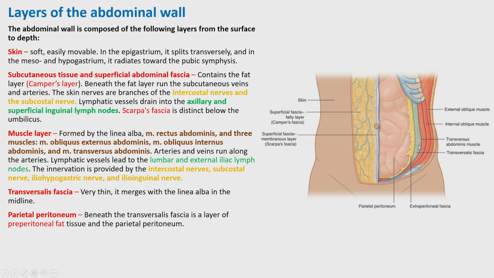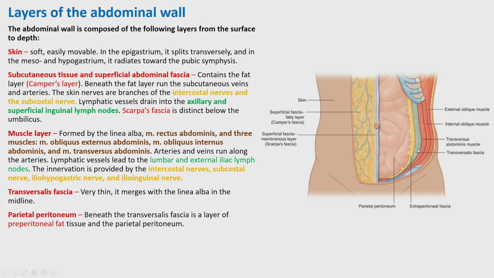After the muscular layer, in the thorax, we had the... Which fascia after the muscular layer in the thorax? Which is, if you penetrate it, you go to the parietal pleura. Which fascia was? Endothoracic fascia. Here you have transversalis fascia, or another name for the transversalis fascia is endoabdominal fascia. That was endothoracic fascia or endoabdominal. Here is transversalis fascia or endoabdominal fascia, which is important.